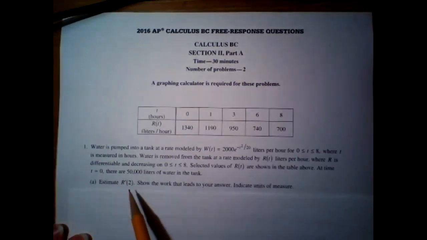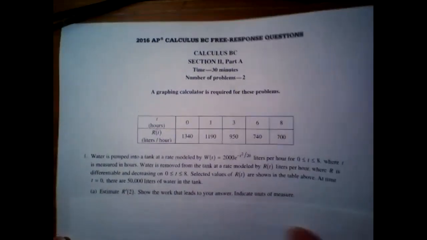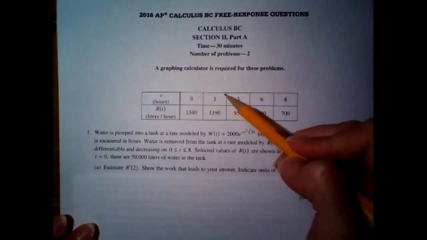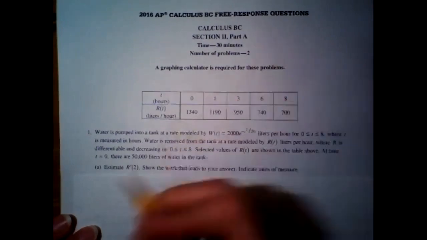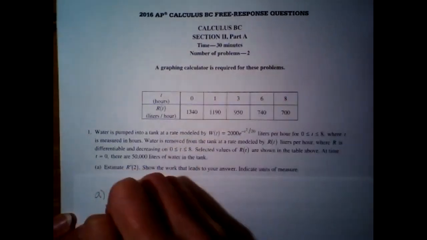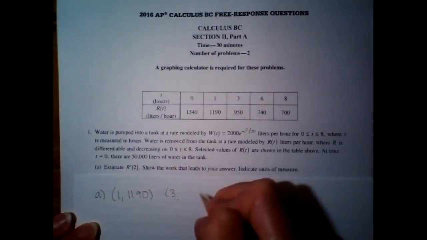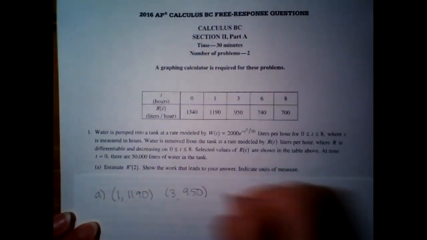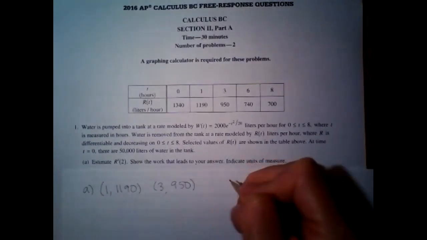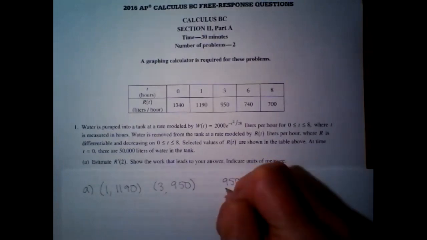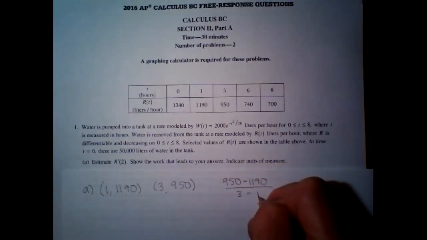All right, derivative means slope. So if we go to estimate this, we're just going to find the slope as close to 2 as we can get. So 2 would be in between 1 and 3, so we're going to use these 2 points. We're going to use 1, 1190, and then 3, 950. And then all you have to do is the slope for those. So 950 minus 1190 over 3 minus 1.